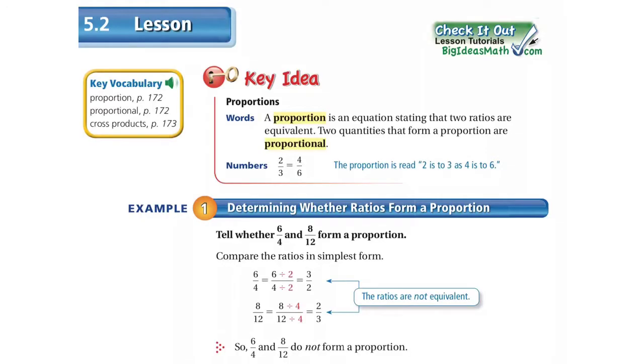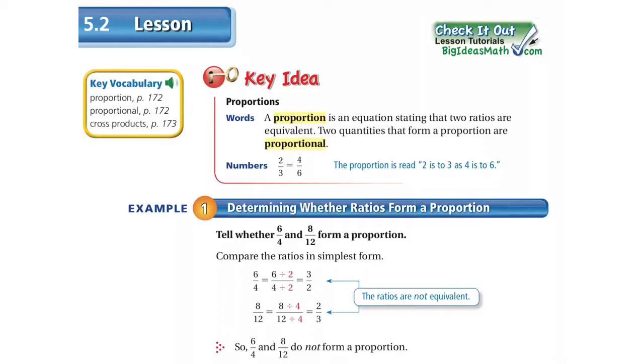Okay, this is lesson 5.2 where we're talking about proportions. And it says proportion. A proportion is an equation stating that two ratios are equivalent. Two quantities that form a proportion are proportional. But if you look down where it says numbers, 2/3 equals 4/6.